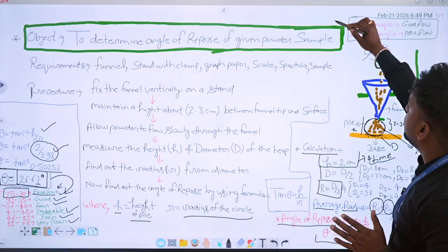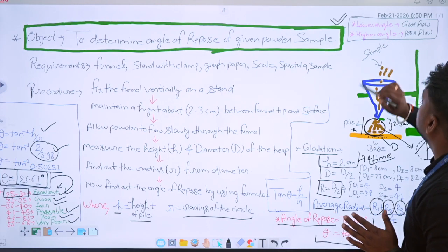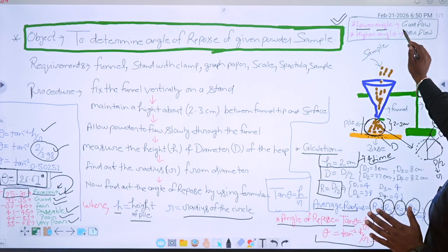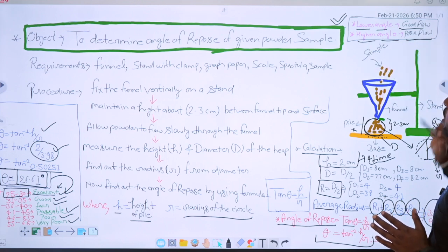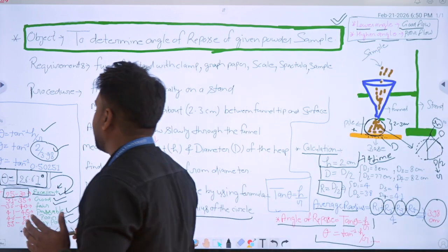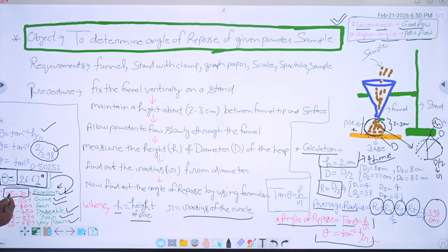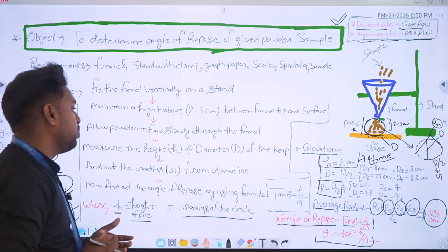A little trick I have written here: lower angle for good flow, higher angle for poor flow. As you can see in the table, with a lower angle, 25 to 30 or 31 to 35, the flow is good. But whenever the angle increases, like 36 to 40, 41 to 45, 46 to 55, 55 to 65, the flow is disturbed and becomes poorer and poorer.